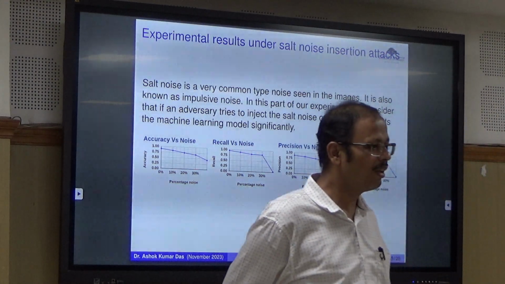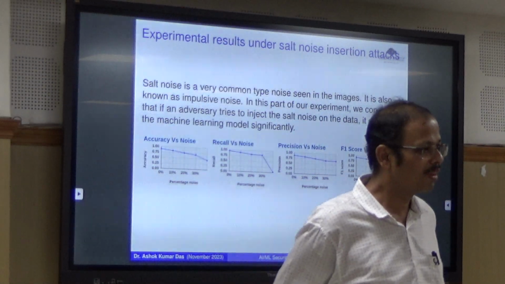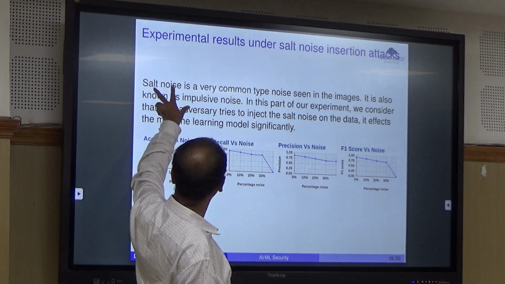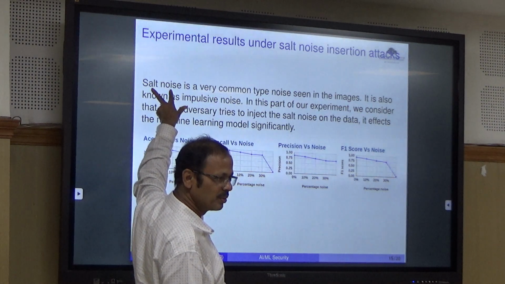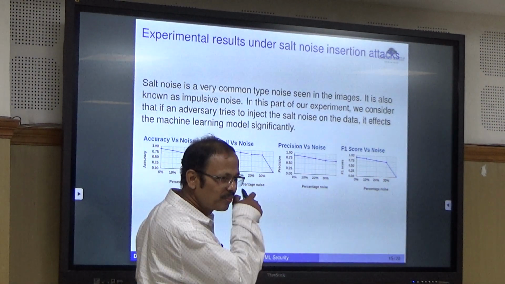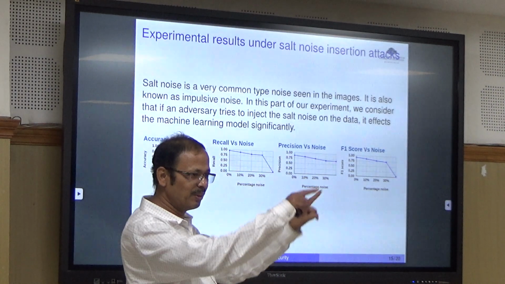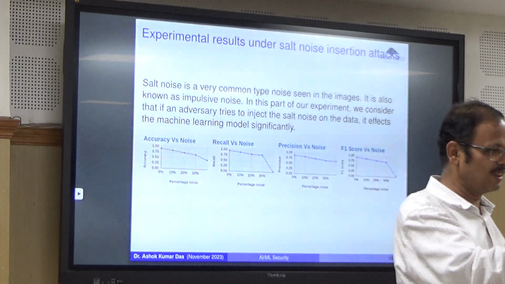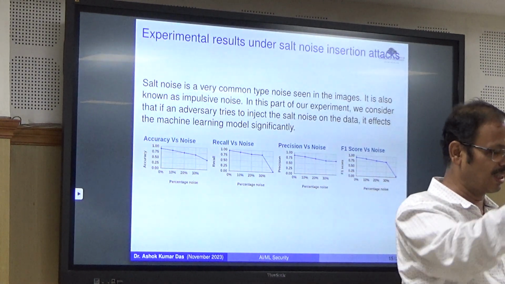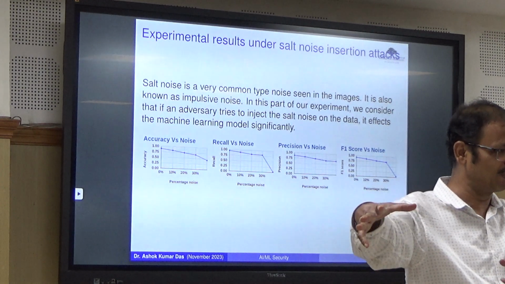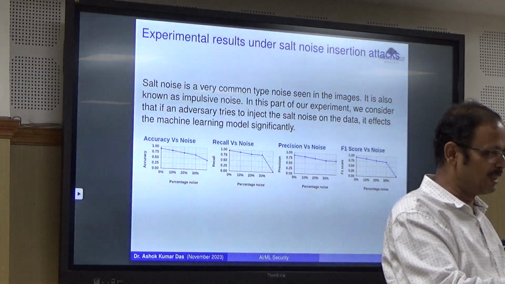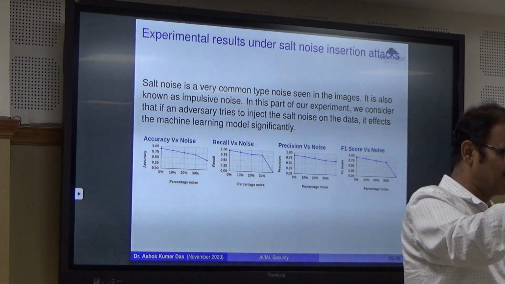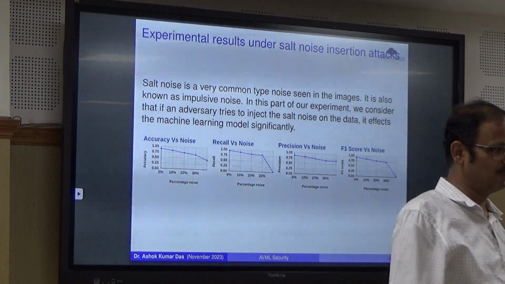So how do we insert noise? There is a method where we can insert random salt noise in the database. We have the database, and we randomly insert noise in some part of it, say 10% of the total database, or 20%. We created such databases: database 1 with 10%, database 2 with 20%, database 3 with 30%. Then for each and every database we do the experiment.